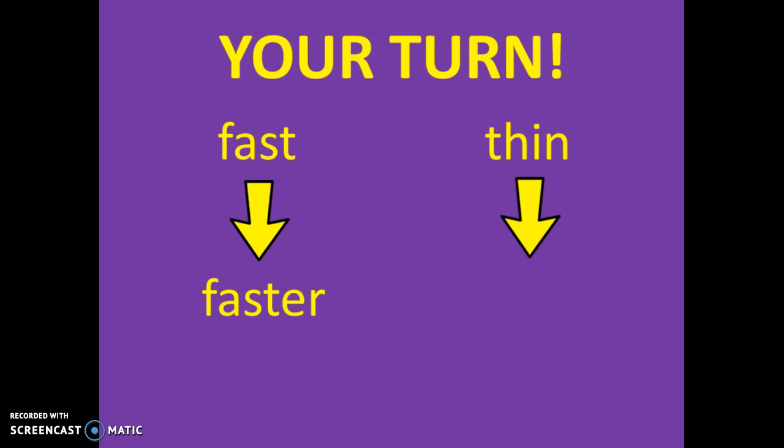Now, the word thin. Thin. 10 seconds. And we have the word thinner, right? You will see that it's double N, T-H-I-N-N-E-R. H-I-N is 2-1-2, so we double the N.